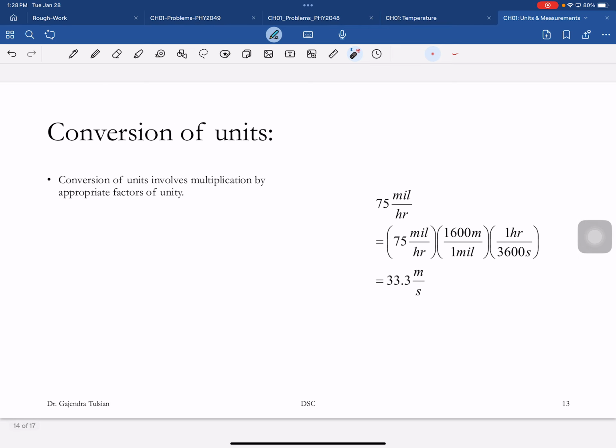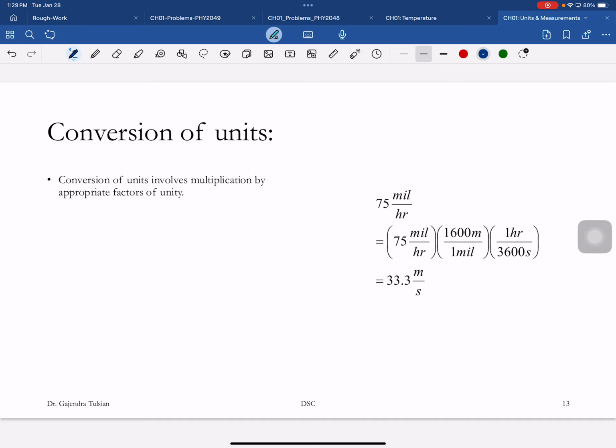You will be doing this a bit, okay? You will need to convert units. So here is a speed, 75 miles per hour. That's converted to meters per second.